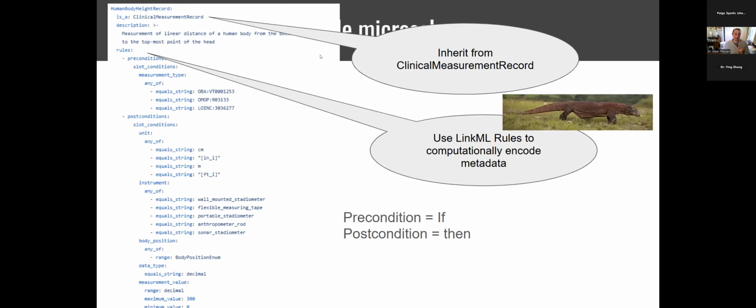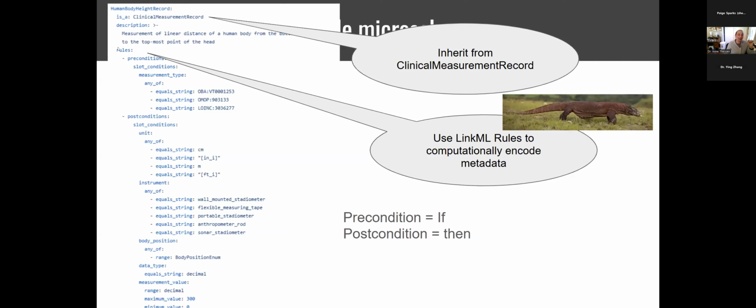It is hierarchical. That means that human body height record is inheriting all of those slots and all of that information that I defined for clinical measurement record. And now here, and this is a bit experimental, I'm using something called LinkML rules. Now I have my handy little Komodo dragon here to show that there be dragons because I don't quite have these working yet. I'm still experimenting with them, but I'm using LinkML rules to computationally encode metadata.